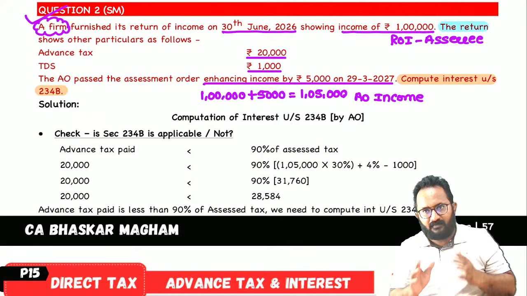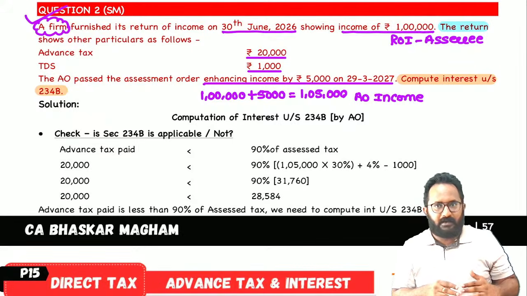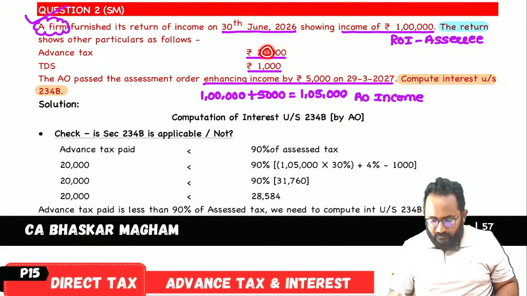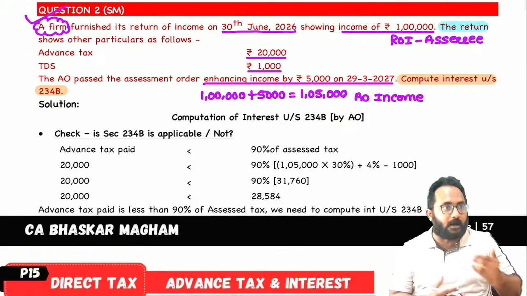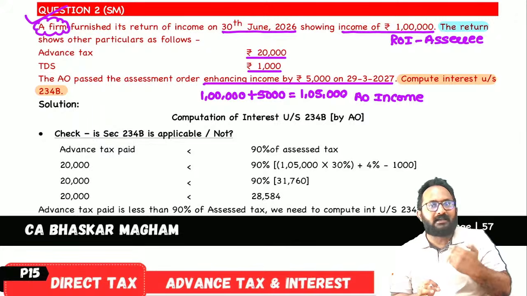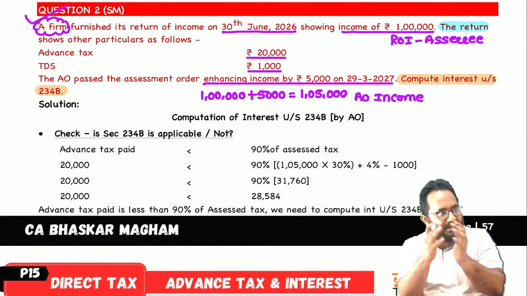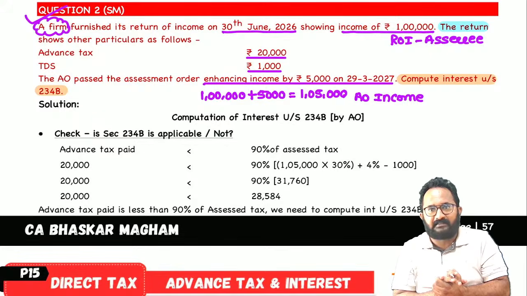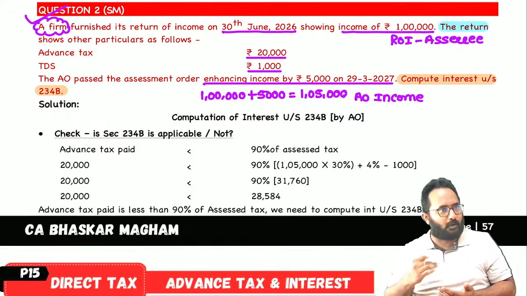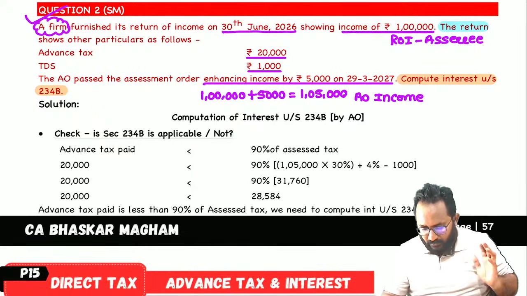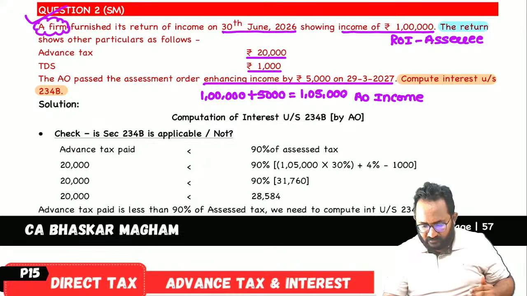Okay, further we can calculate. First, understand this. If the question says advance tax paid is 0, it is called non-payment. Here they paid, so we have to check whether it is short paid or not. If advance tax paid is less than 90% of assessed tax, that is short payment. Next we have to calculate interest. Now we'll discuss the remaining provisions.